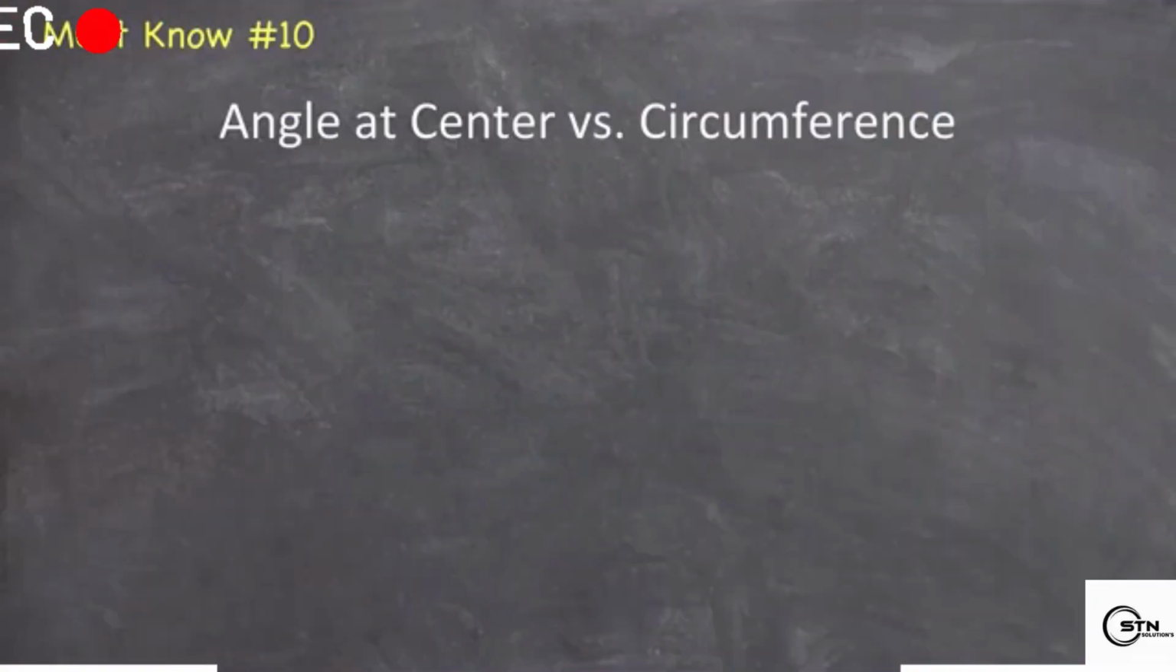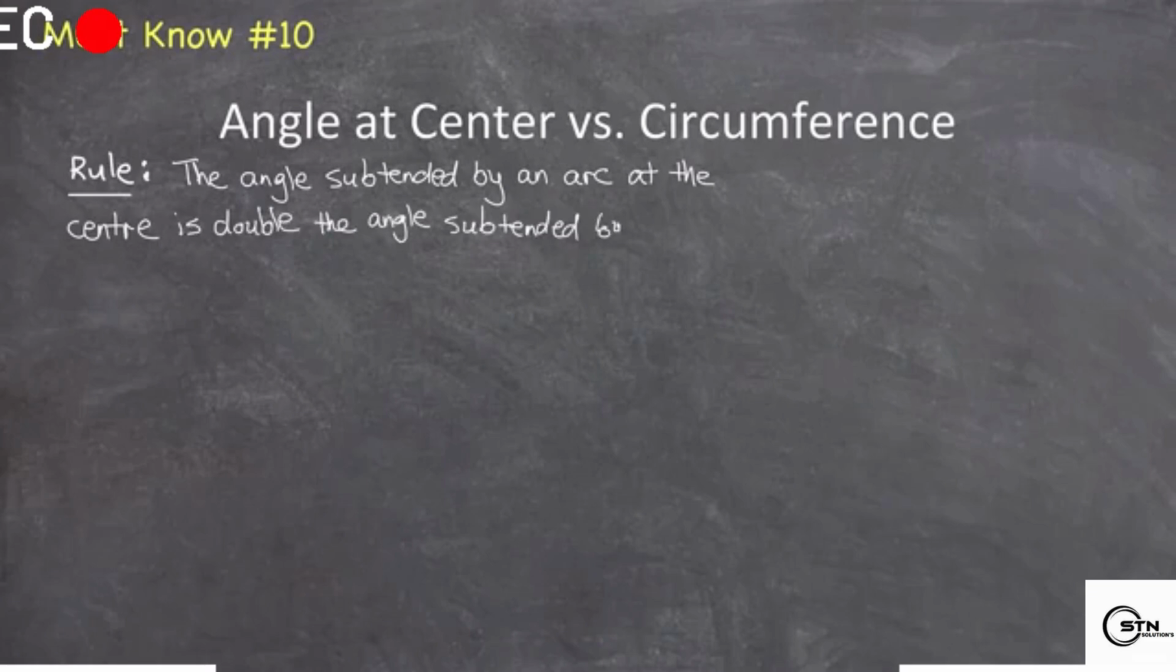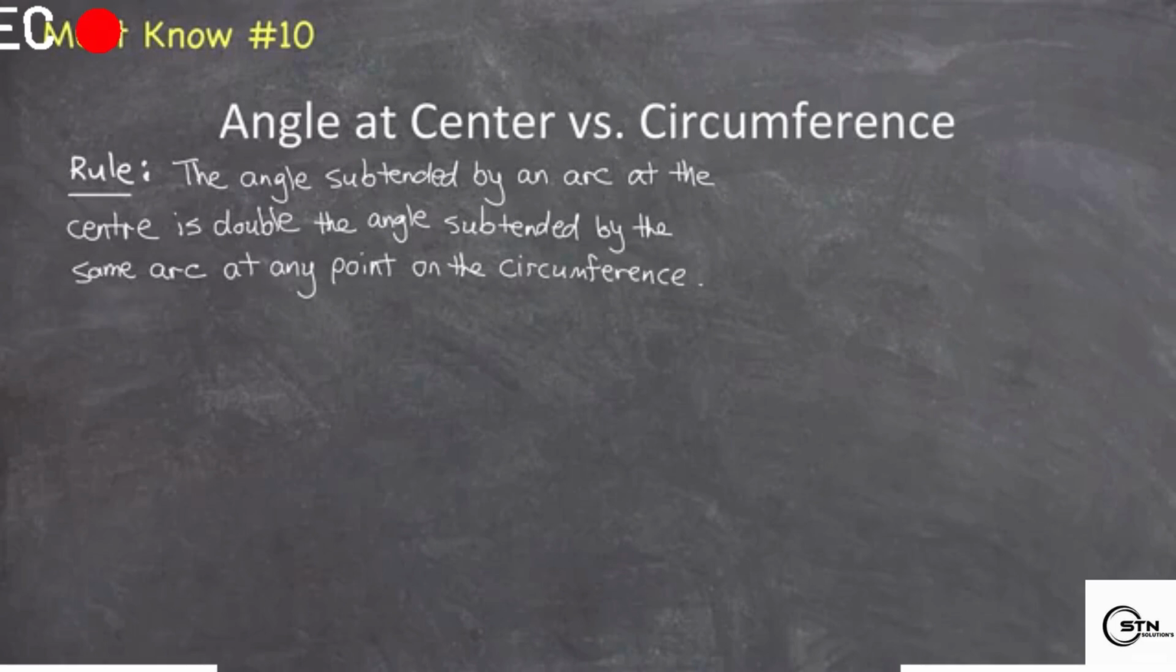Must know number 10. The angle at the center of a circle versus the angle at the circumference of a circle. This rule states that the angle subtended by an arc at the center is double the angle subtended by the same arc at any point on the circumference of the circle. So let me draw that in a diagram.